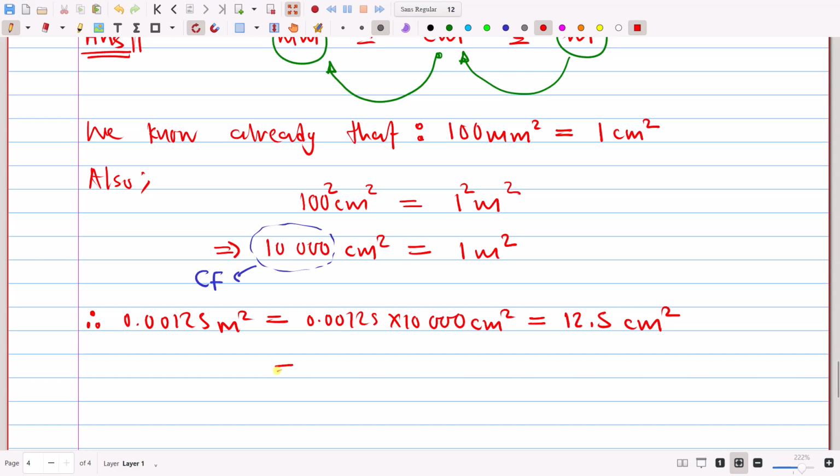Now we have centimeter squared. To go to the millimeter squared, which we are looking for, we take this 12.5 and multiply it with the conversion factor, which is 100. This is now in millimeter squared, and therefore finally, multiplying by 100 gives us 1,250.